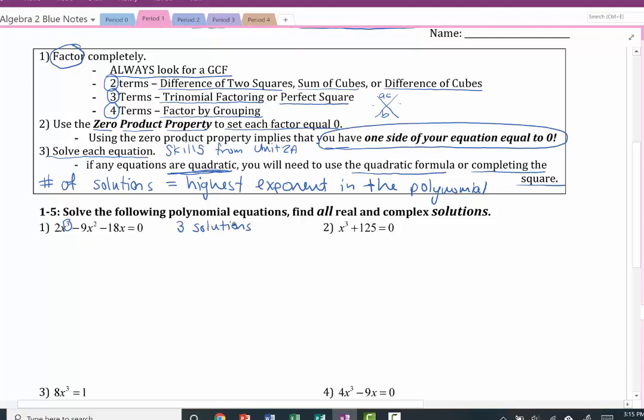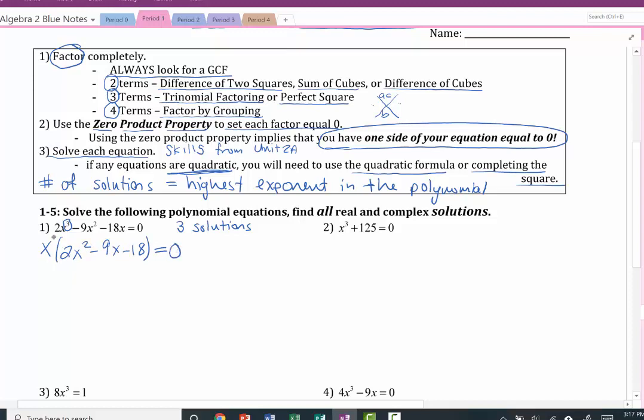So that means I'm either going to end up with 3 factors that each have a single solution, or maybe I'll end up with one linear factor and one quadratic factor, where one will have one solution and the other will have 2. So let's start by noticing that this polynomial here has a GCF of x. So I'm going to start by factoring out an x, and that leaves me with 2x squared minus 9x minus 18. And all of this right now is all equal to 0.